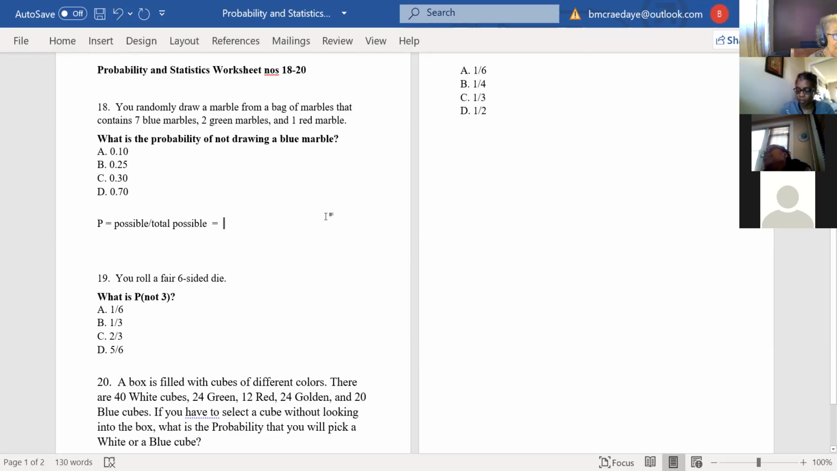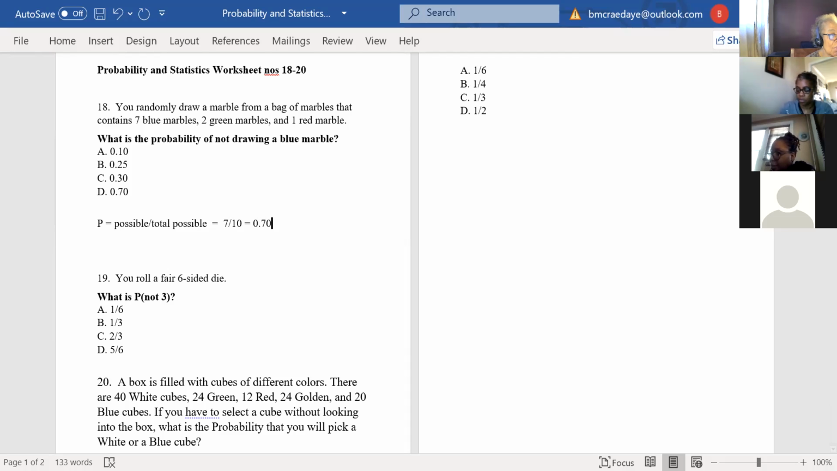Now, how many blue are there? 7 blue. So possible would be 7, right? And what's the total? 10. So that's 7 over 10. And what is that equal to? 0.7, or 70%. Yes, 0.7, right?